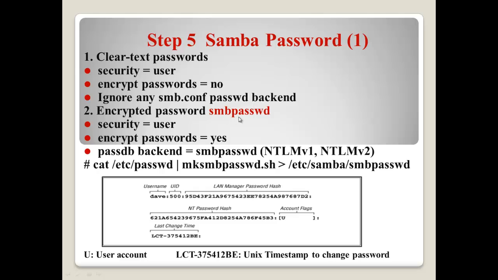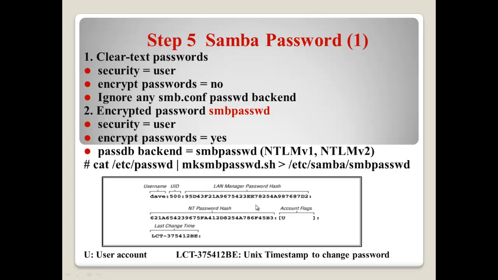Okay, here if we want to use smbpasswd, you can configure it like this: security user, encrypt passwords yes, and passdb backend smbpasswd. In this version, Samba at first does not support this file. So if we want to use smbpasswd, you have to make this file like this: cat /etc/passwd, mksmbpasswd.sh, and after that it goes to the Samba smbpasswd file.